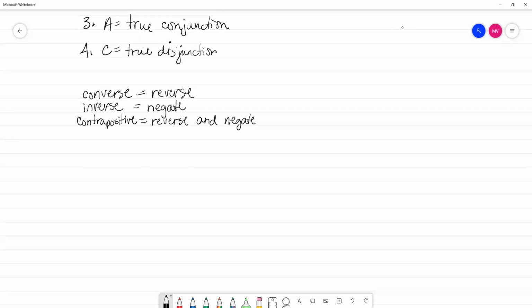Okay, so let's look at what we've got here. For number 5, it says, which statement is the converse of the conditional: if it snows, then school will be canceled? It's B. If school is canceled, then it snowed. Do you see how that just reversed the two? So that is the example of a converse. Number 6, the inverse of if it snows, then school will be canceled: A, if it does not snow, then school will not be canceled.